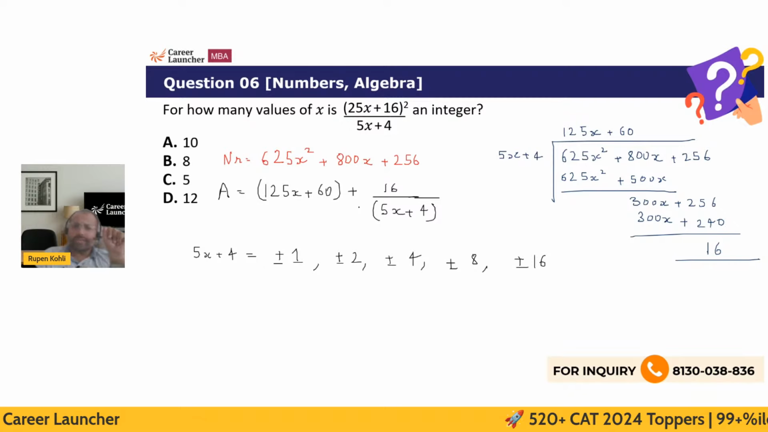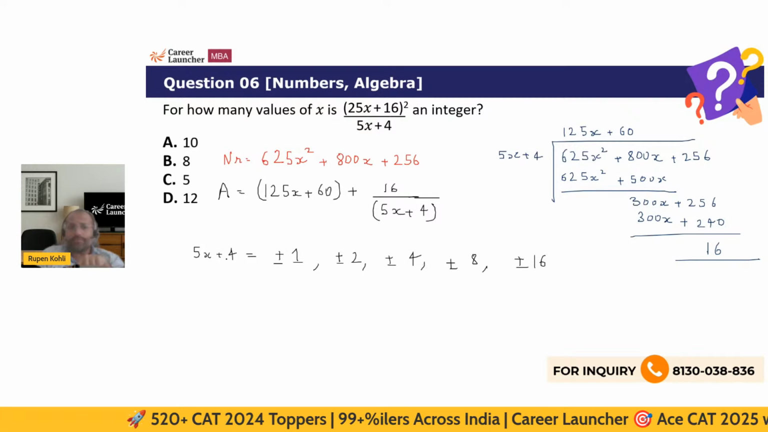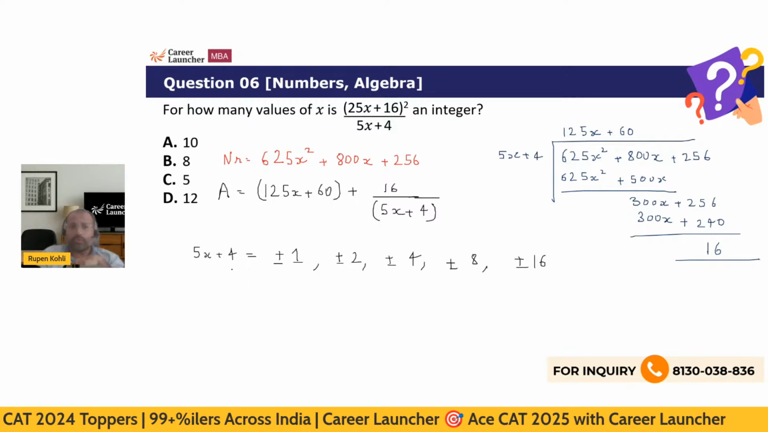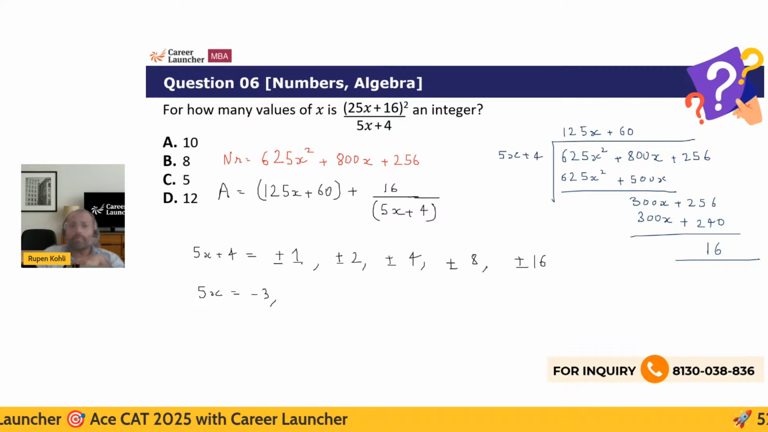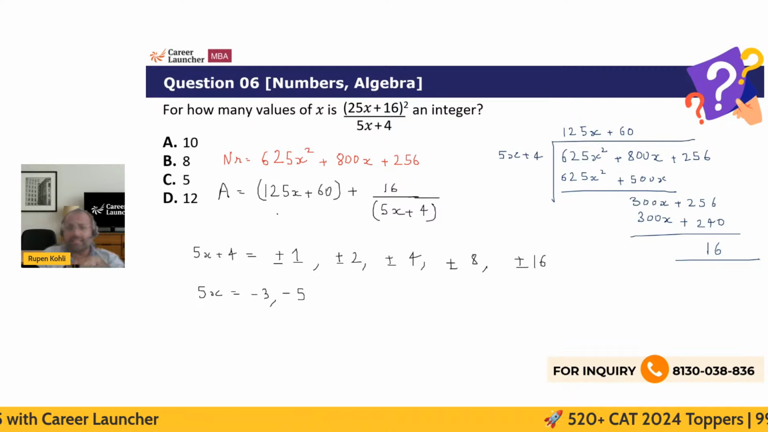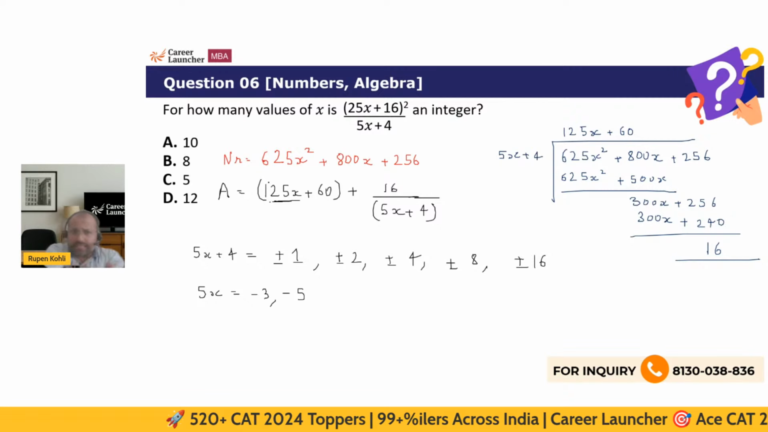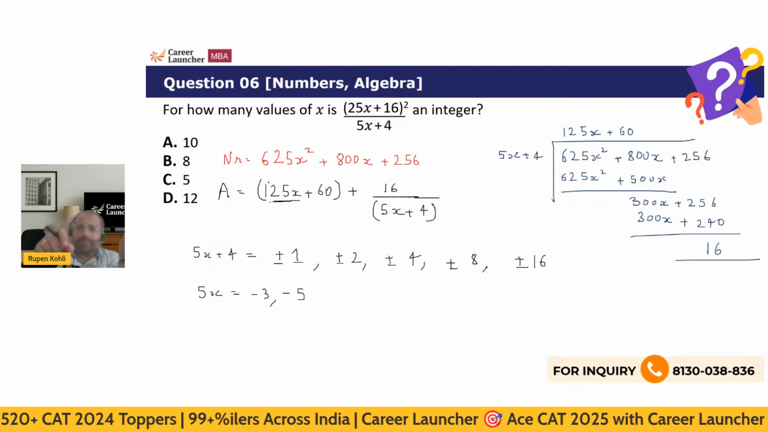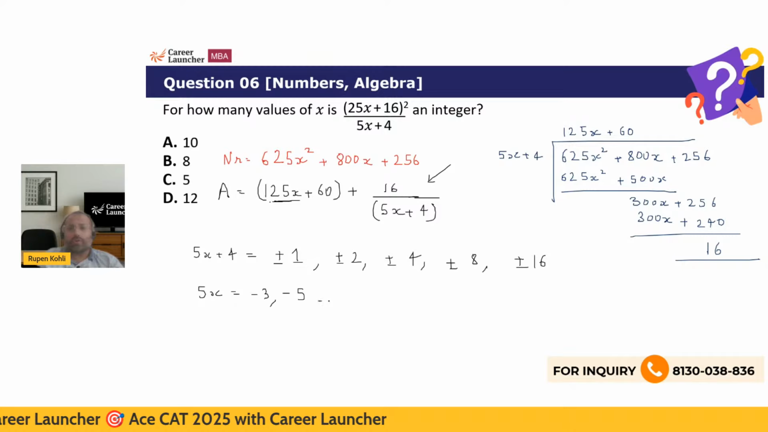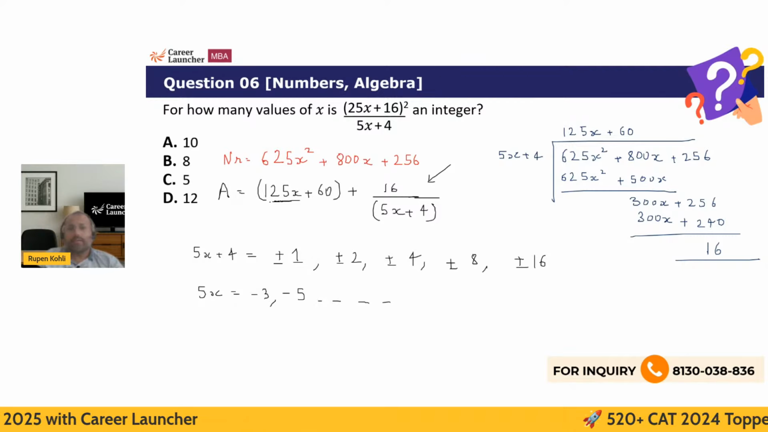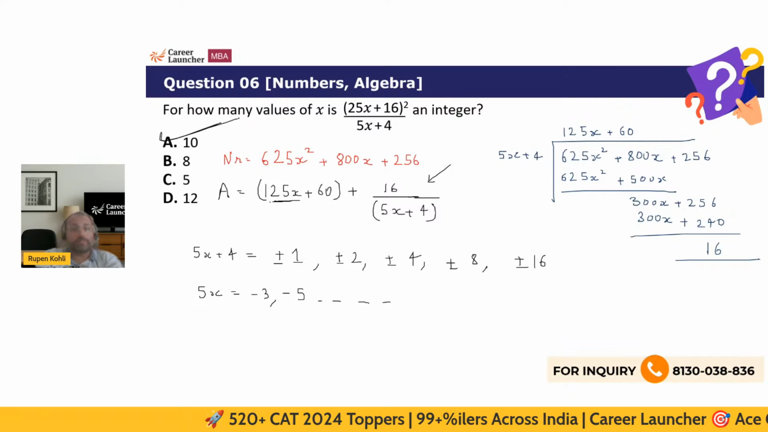And for all those values of x, you're also getting one thing. You're getting 5x to be an integer, isn't it? So for example, 5x plus 4 is plus minus 1. So 5x is either 1 minus 4, minus 3, or minus 1 minus 4, minus 5. So if 5x is an integer, 125x is also an integer. So my point is this term in the bracket, 125x plus 60, will also be an integer always, whenever I'm ensuring that this term over here is an integer. And therefore, for all those 10 solutions of x, this whole expression A is an integer. So that's your answer. There are 10 values of x which make this an integer.